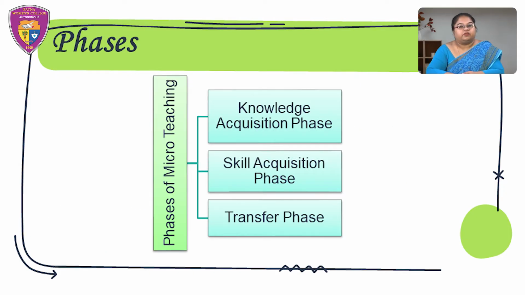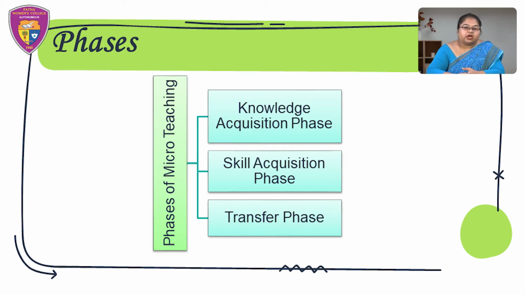Now we'll study about the phases. There are 3 phases of micro-teaching: knowledge acquisition phase, skill acquisition phase, and transfer phase. Now, knowledge acquisition phase. Here, students gain theoretical knowledge and learn about micro-teaching and various teaching skills, their significance, and what role they will play in classroom teaching. This is the pre-active phase. Activities involved in this phase are reading related literature, observing a demonstrated lesson on the skill, analysis and discussion on the demonstration, etc.